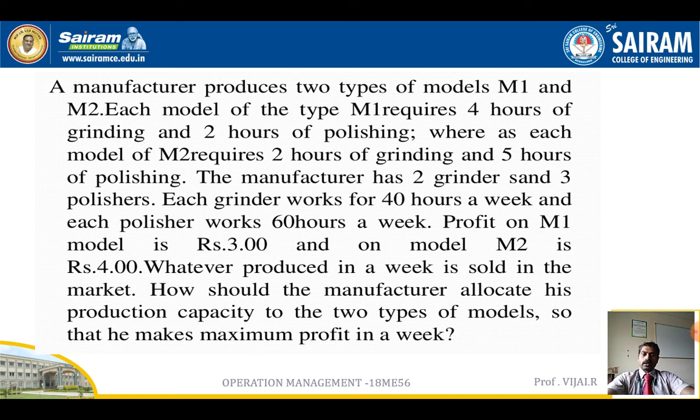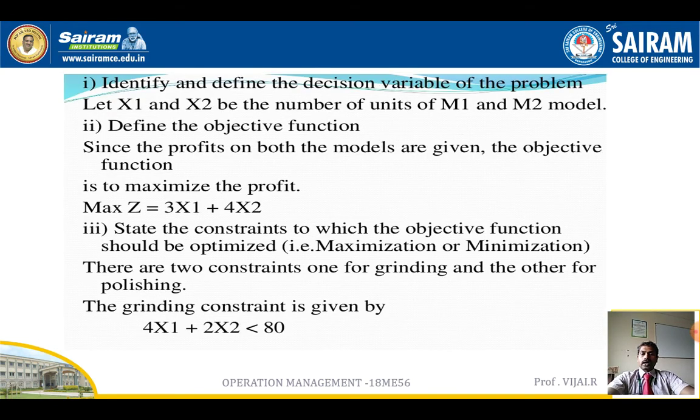for the M2 model. So when I am going to maximize the profit, I am concentrating on cost profit. The statement gives 3 rupees for model 1 and 4 rupees for model 2. So that is maximization of profit. Max Z is equal to 3x1 plus 4x2, like that I am writing. Next, state the constraints which the objective function should be optimized.